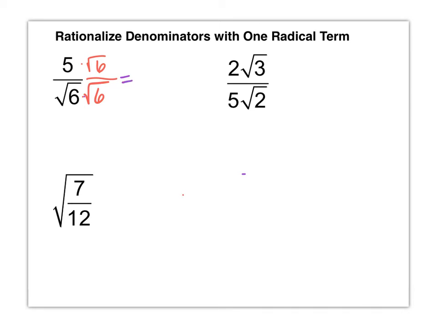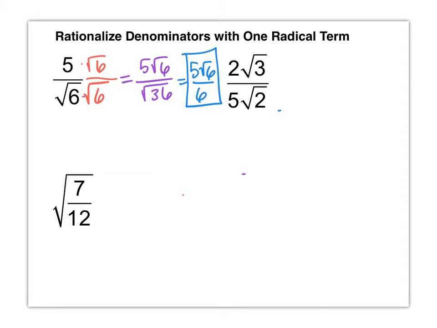When we multiply the numerators together, we have 5 times the square root of 6, or 5 square root of 6, all divided by the square root of 6 times the square root of 6, which is the square root of 36. And then we can simplify that even further with a 5 square root of 6 in the numerator, and the square root of 36 is 6. So that would be our final answer.